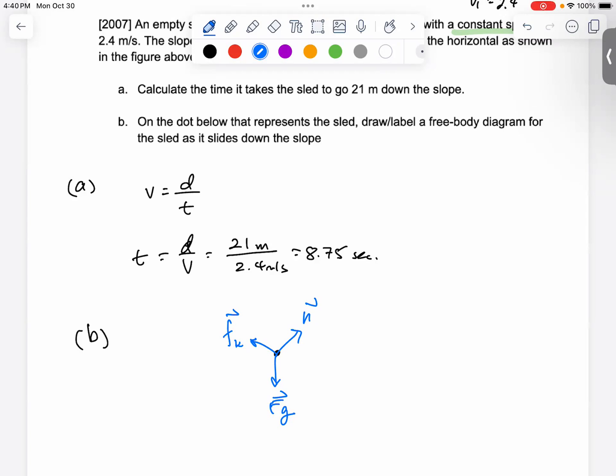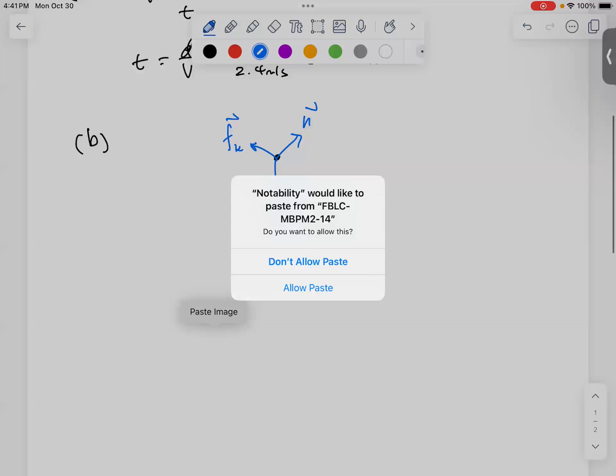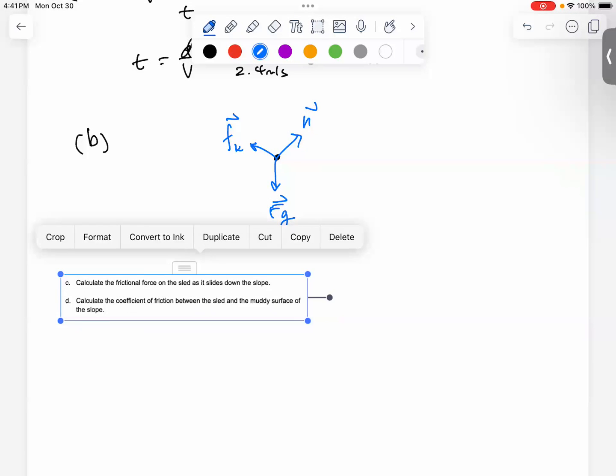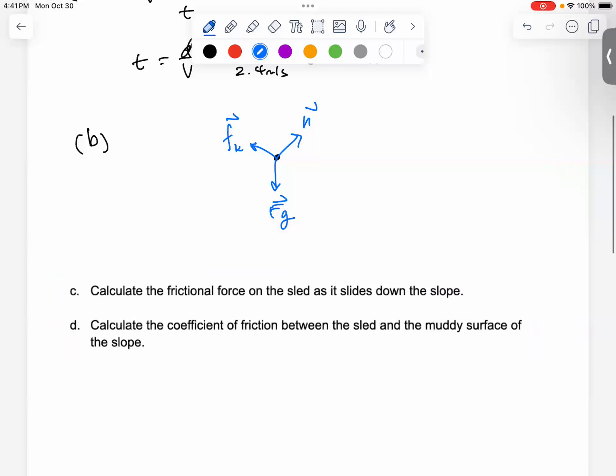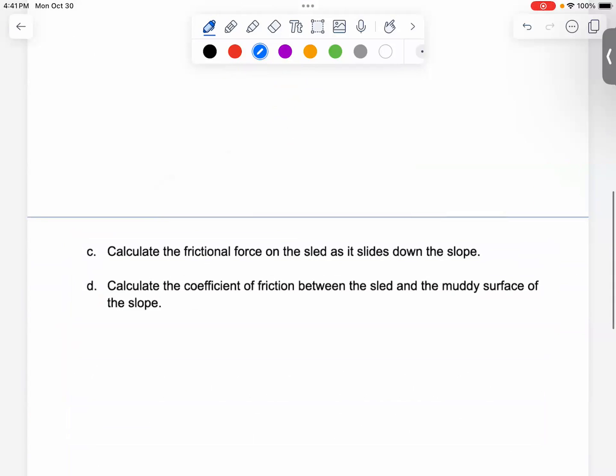Okay, and then part C and D, it says please go ahead and calculate. Part C is to calculate the frictional force, and part D is to calculate the coefficient of friction. So go ahead and see if you can calculate part C and part D yourself.